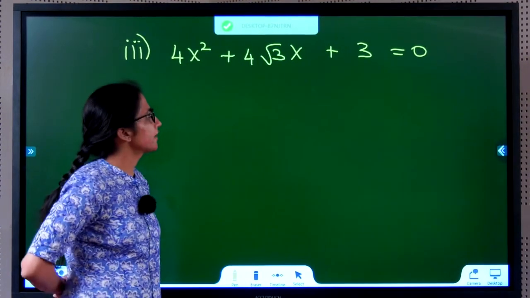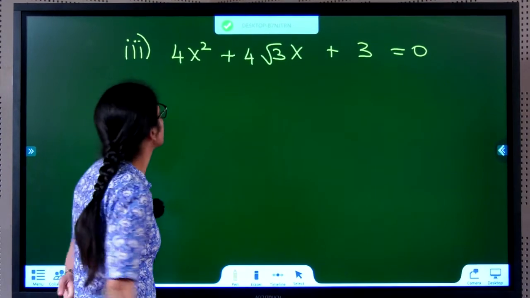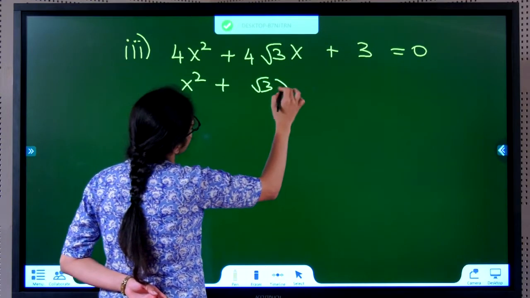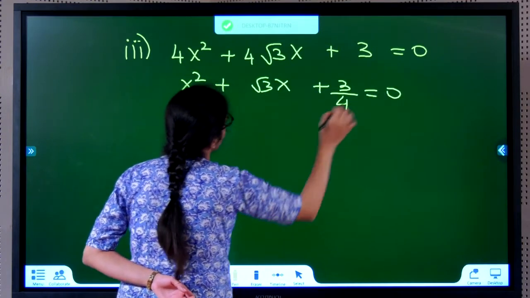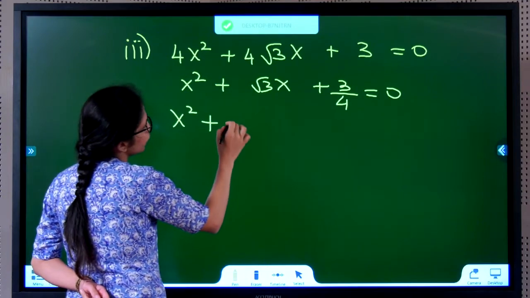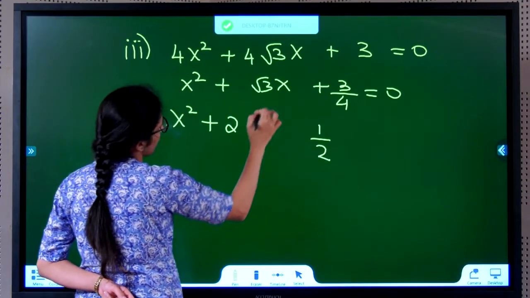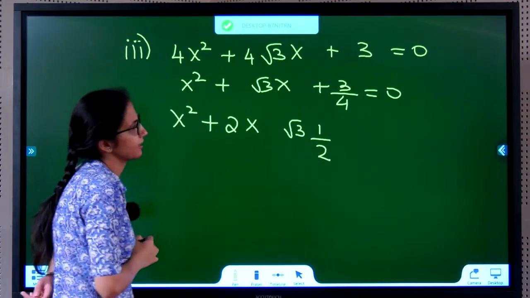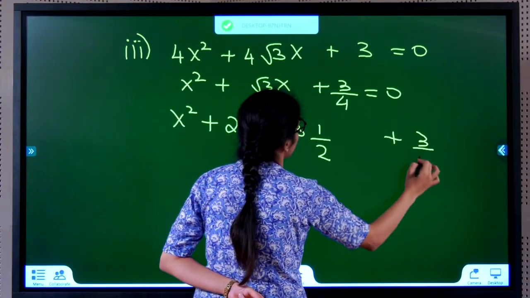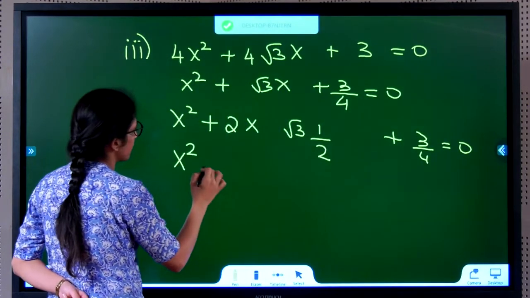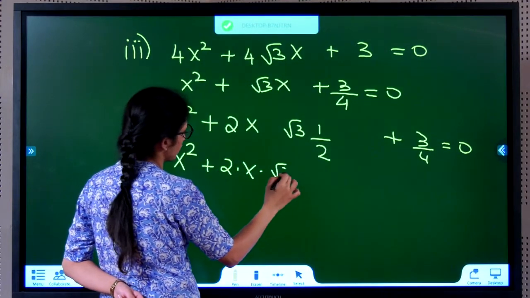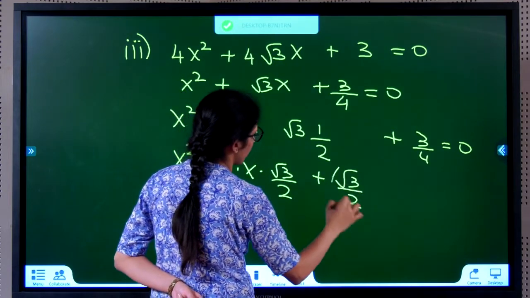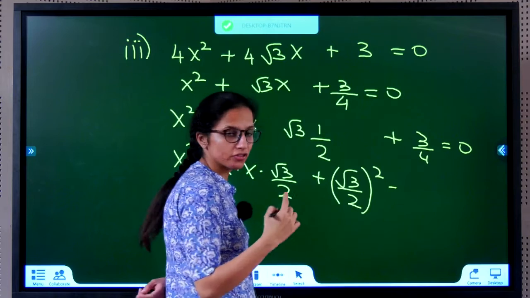Third question, 4x square plus 4 root 3x plus 3 is equal to 0. Divide everyone by 4, so it becomes x square. Divide this by 4, so root 3x plus 3 by 4 is equal to 0. X square is your a square. You have to create a 2ab. So 2, 1 by 2. X is there only, right? There's a root 3 here, so keep the root 3 as it is. Plus 3 by 4. So this becomes x square plus 2 into x into root 3 by 2. This is your 2ab. B is root 3 by 2. So add and subtract b square.